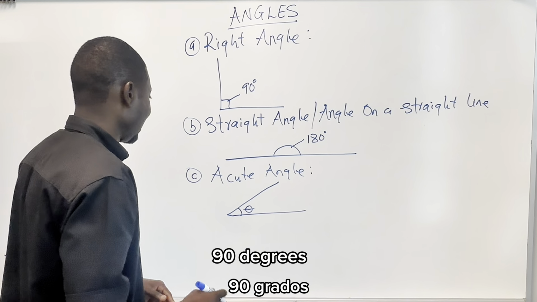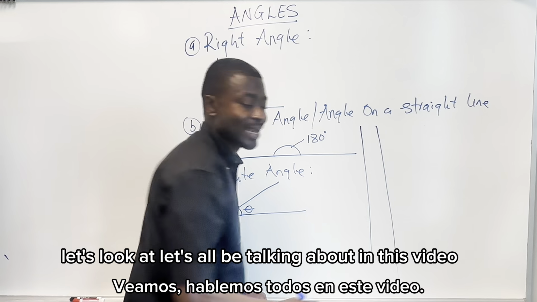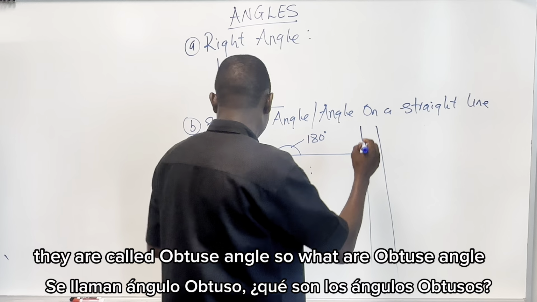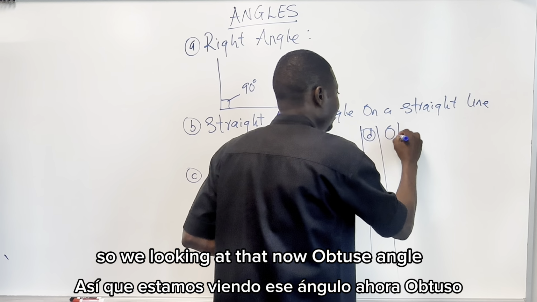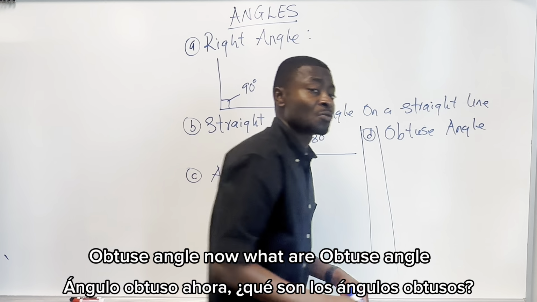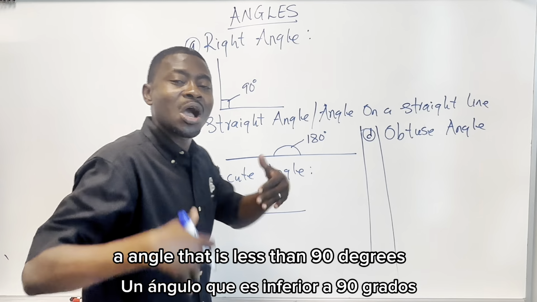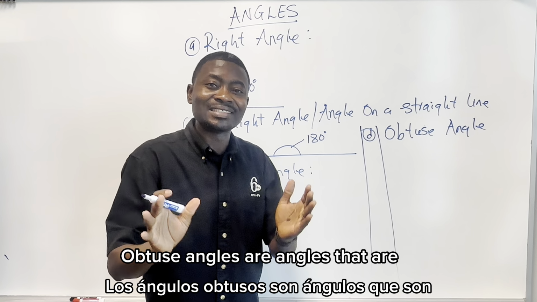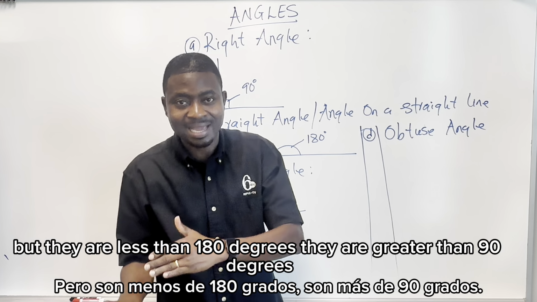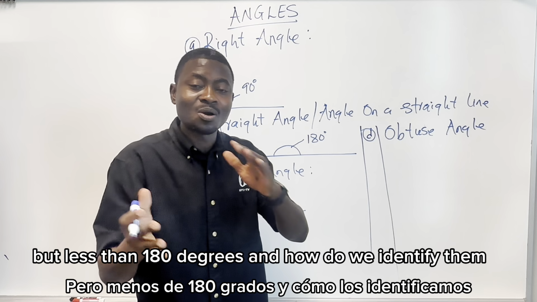And then the last one that we'll be talking about in this video is called the obtuse angle. So what are obtuse angles? Obtuse angles, unlike acute angles, are angles that are greater than 90 degrees but less than 180 degrees.